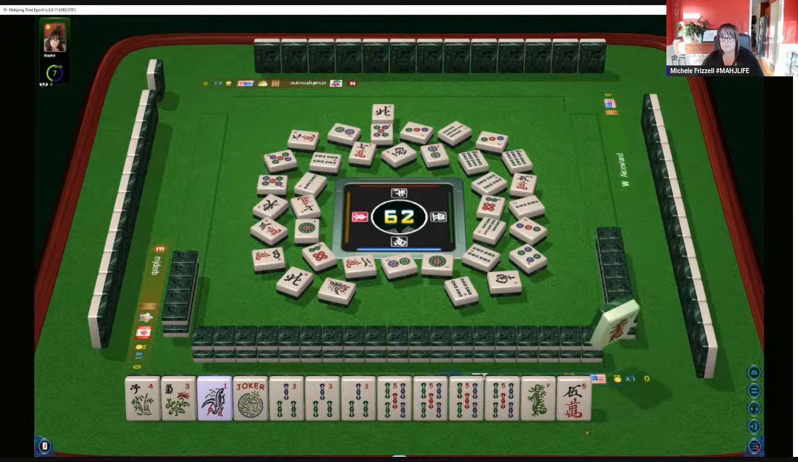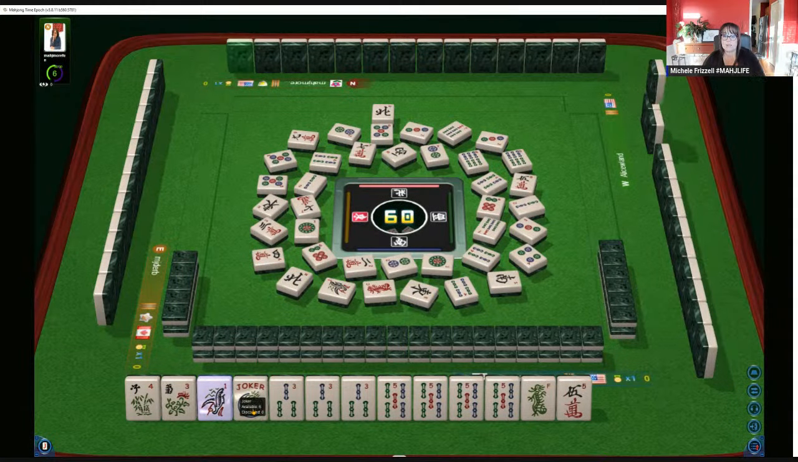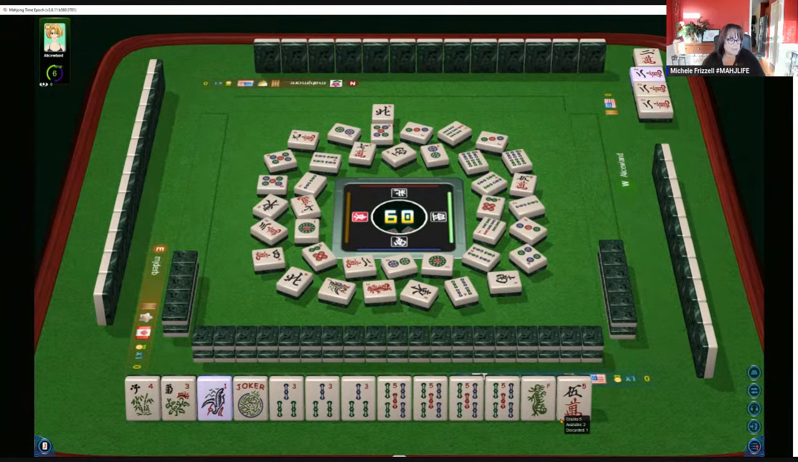Five dots. And if we do keep drawing jokers, we could define them all as four bams. You can use any number of jokers with a block of three or more identical tiles. Characters. So we'll just see how this goes. Kong. We got skipped. East wind.